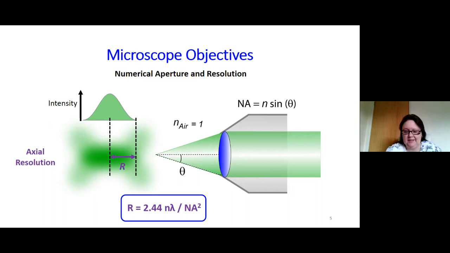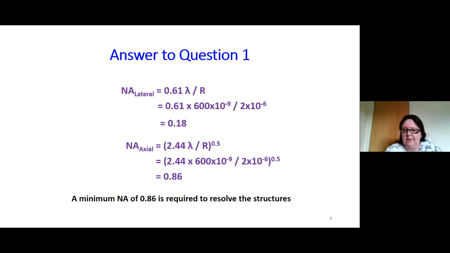I've just put in the parameters for the two equations. I've put in the wavelength, I've put in the radius of the size of these points, and you can see that these are the two NA values you'll need. And so the minimum NA to resolve both of these would be 0.6 NA. So you take the largest of these values.